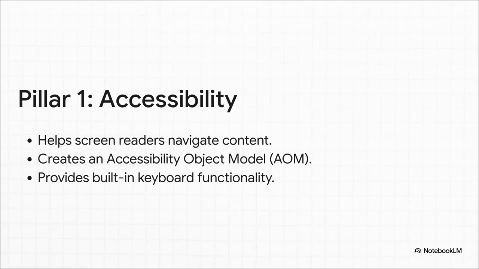First up, and you could argue this is the most important pillar, is accessibility. For someone using a screen reader, a non-semantic page is like a book with no chapters, no paragraphs, no page numbers, just a giant, overwhelming wall of text. But when you use tags like header or article, they act like signposts. They let users jump between sections and actually understand the layout. The browser even builds this thing called an Accessibility Object Model, or AOM, which is kind of like a special, semantic-only version of the page made just for those assistive tools.